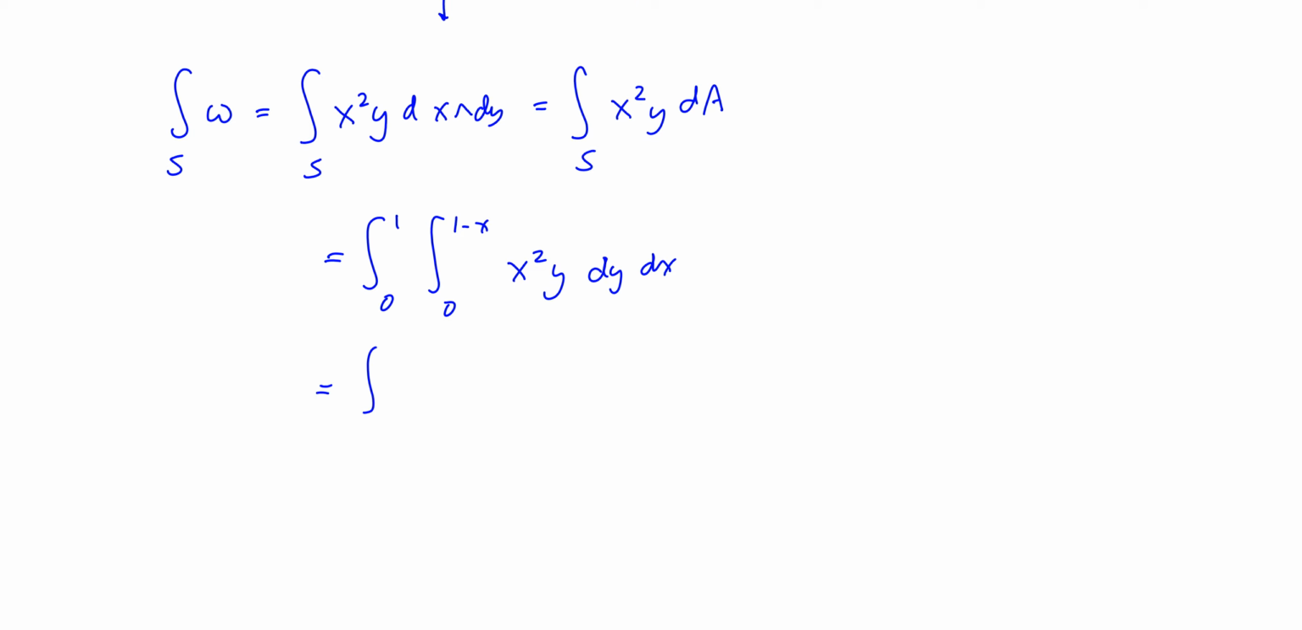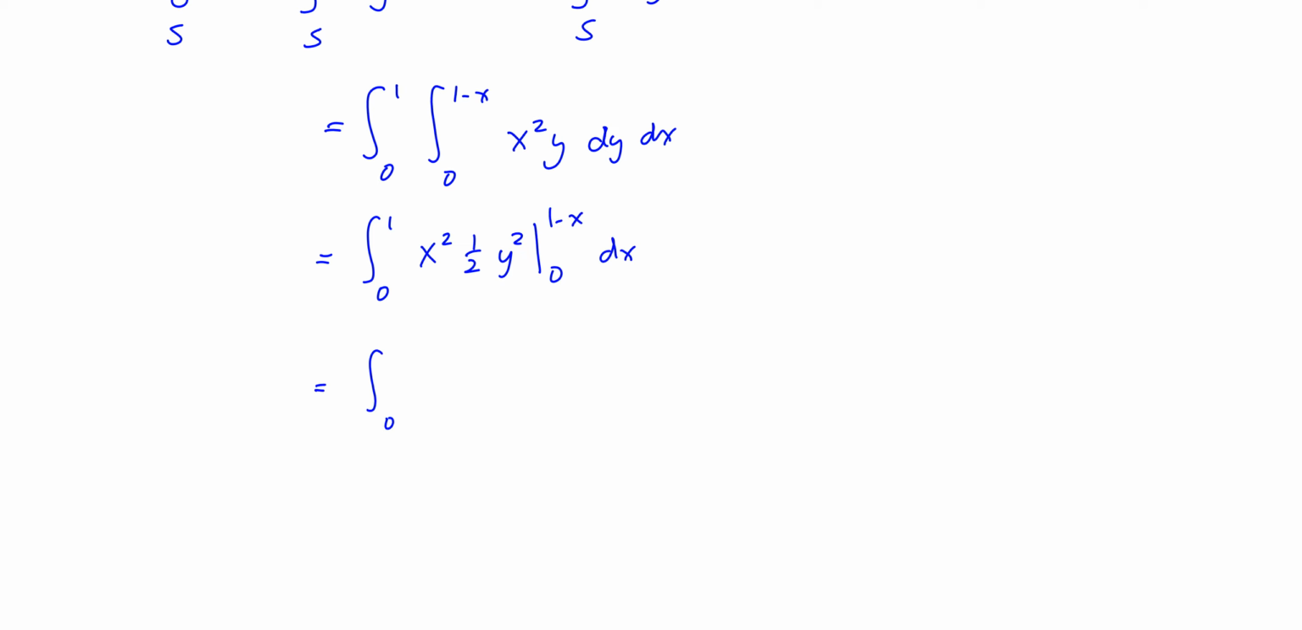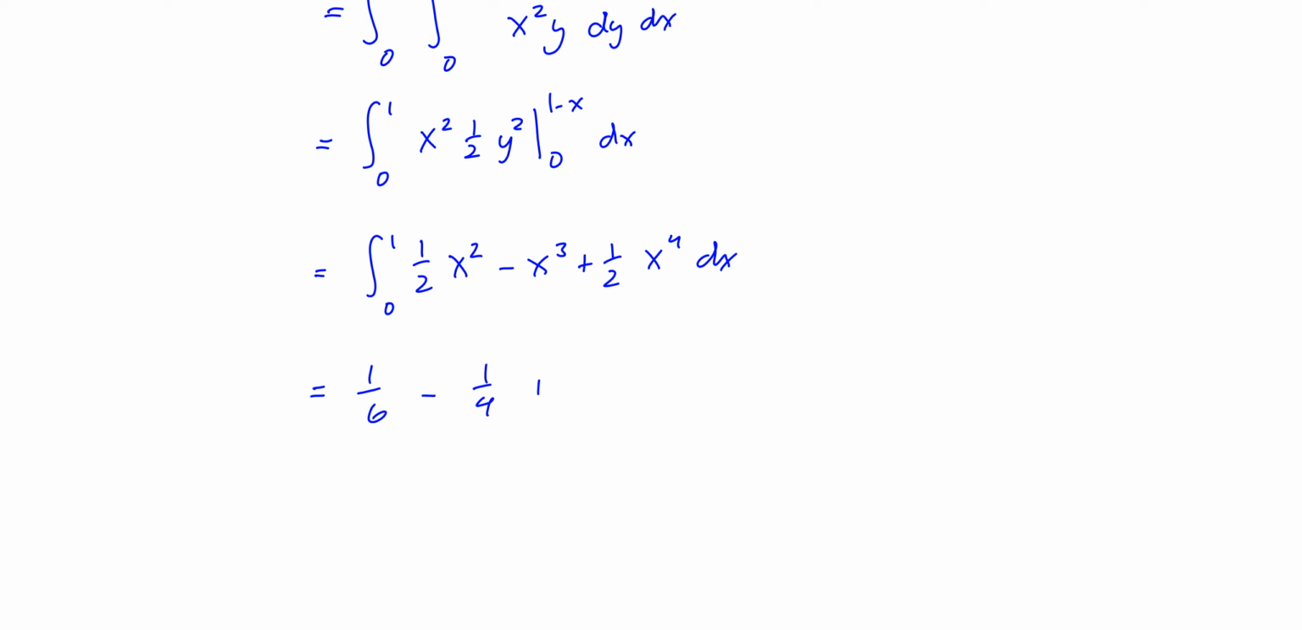And now this is just a simple integral to evaluate. So first we do the dy. So I have 1/2 y squared evaluated from 0 to 1 minus x dx left over. And if we simplify this out a bit, this becomes 1/2 x squared minus x cubed plus 1/2 x to the 4th dx. And then if we evaluate this, this is just 1/6 minus 1/4 plus 1/10. So nothing new here. It's really just a rewriting of what we've already done, and it isn't even much different in terms of how we write it.